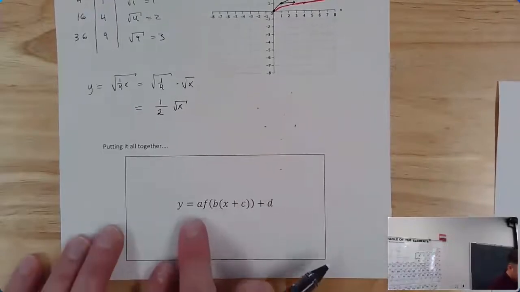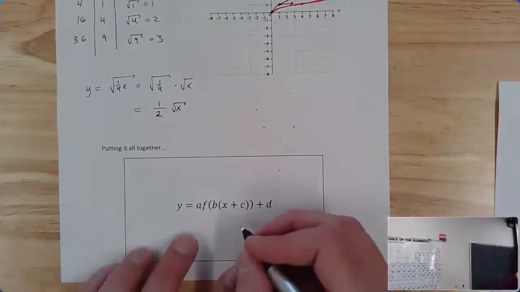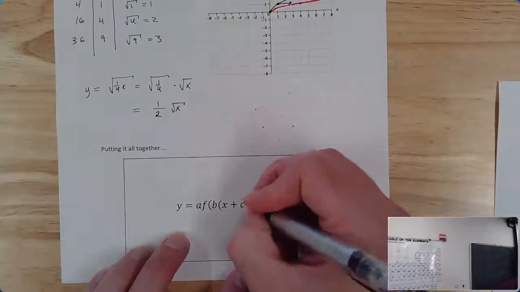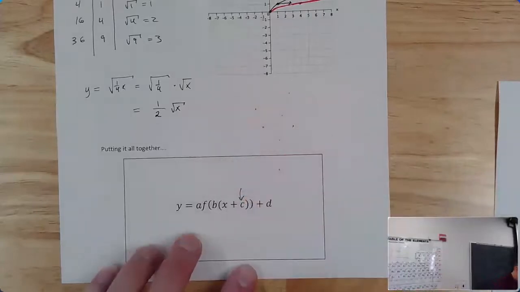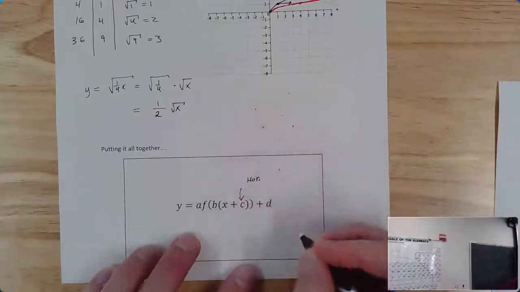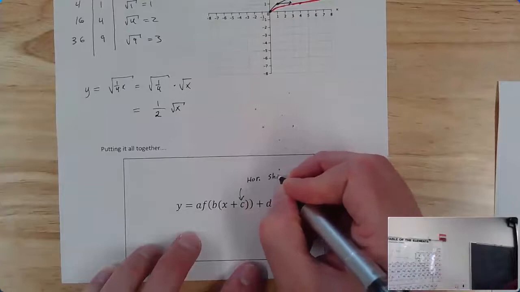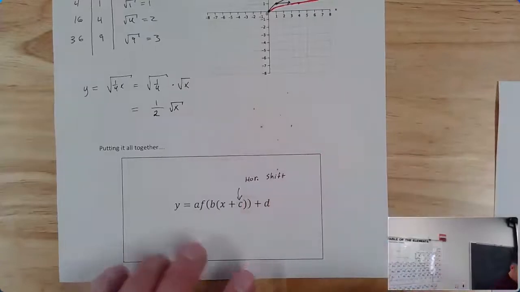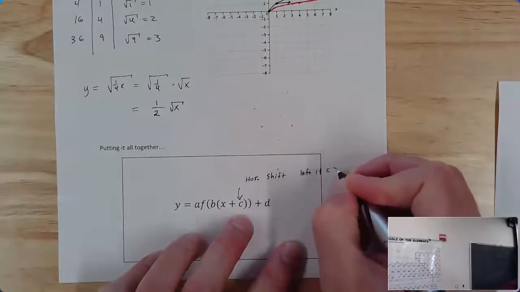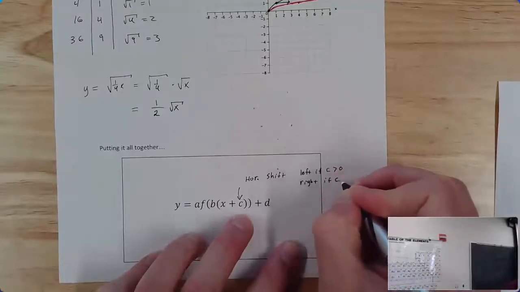All this is just saying all the things we've seen already. Let's work from the inside out, because that is usually what you want to do. Right here, this plus C means we're going to have a horizontal shift. I'm going to abbreviate horizontal as H-O-R, so I have enough room to write all the things. That's a horizontal shift, and it's going to be left if C is positive, right if C is negative.